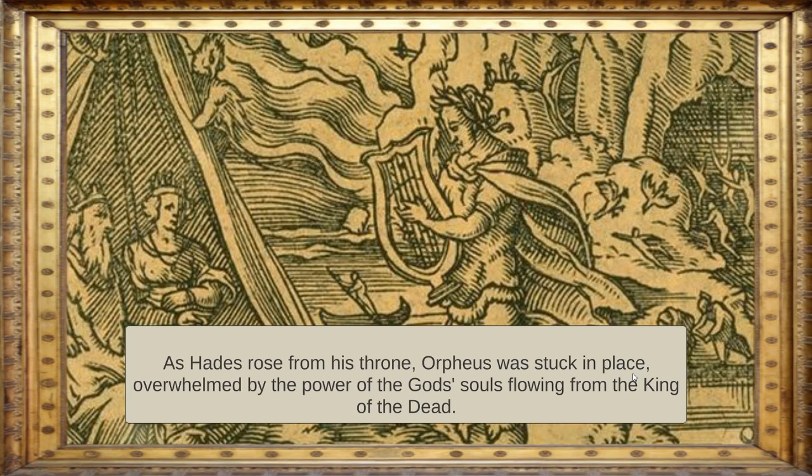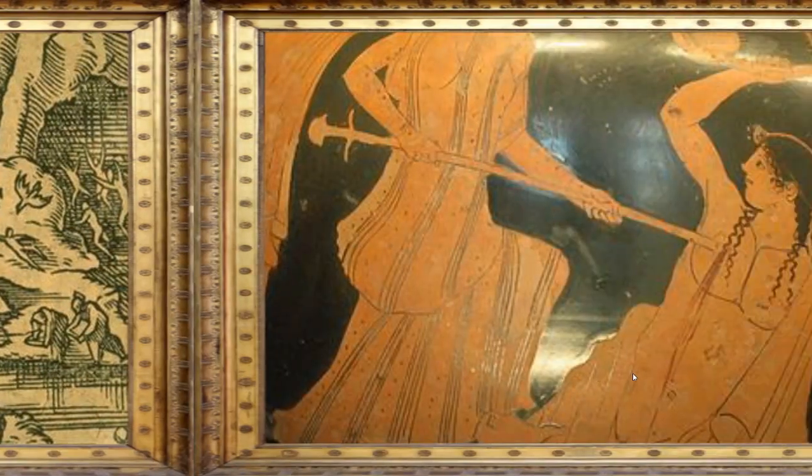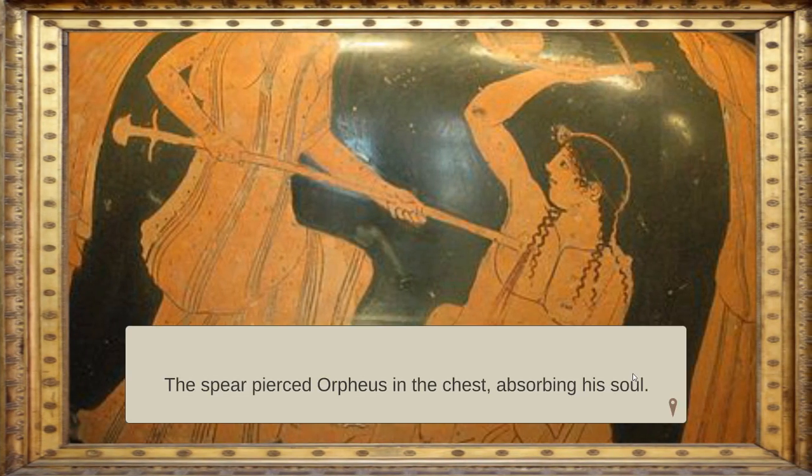As Hades rose from his throne, Orpheus was stuck in place, overwhelmed by the power of the god's souls flowing from the king of the dead. Hades raised his arm as an ethereal spear manifested in his hands. Oh wow! The spear pierced Orpheus.